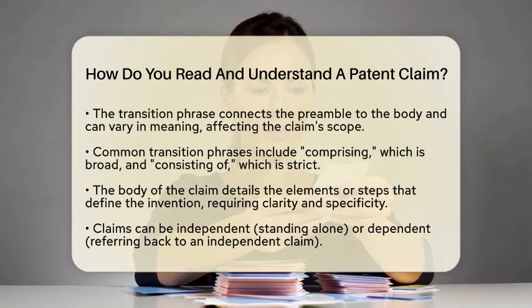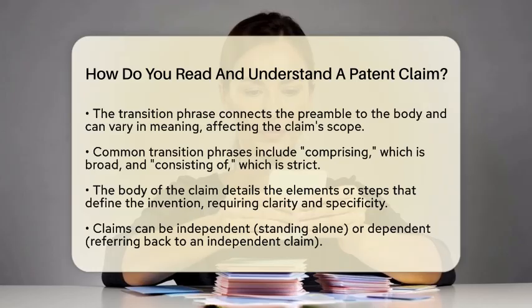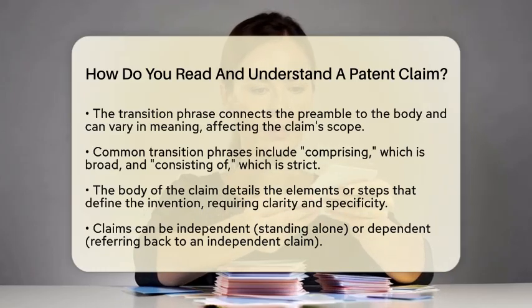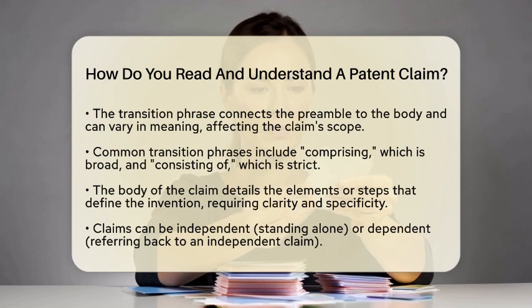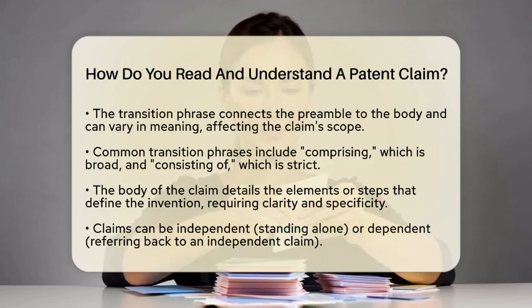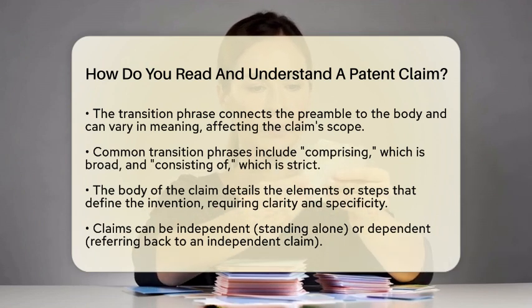Now let's look at the body of the claim. This part details the elements or steps that make up the invention. It describes the components or actions that define the invention, often in a specific order. The body must be clear and specific to convey what is protected.